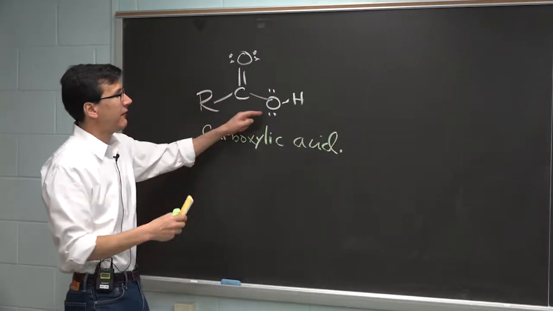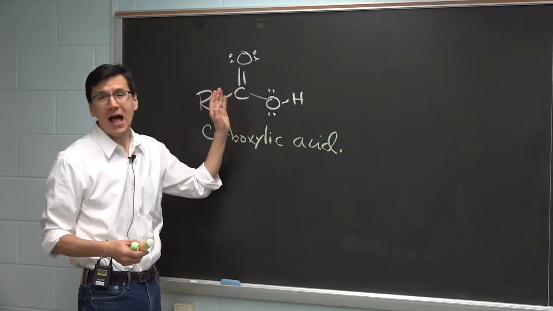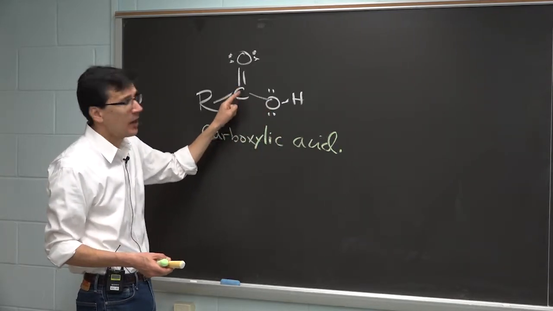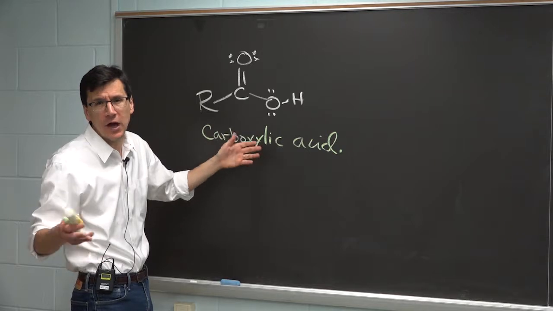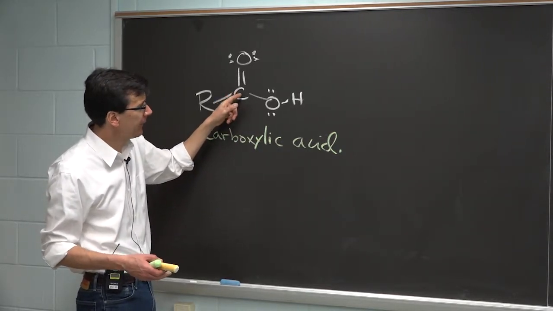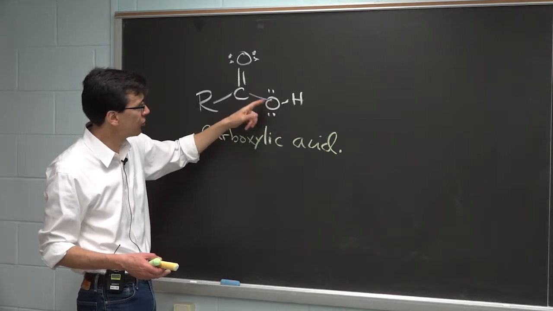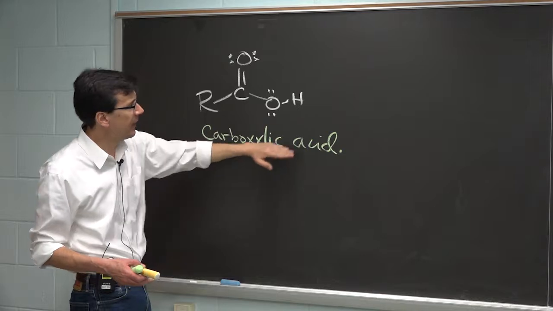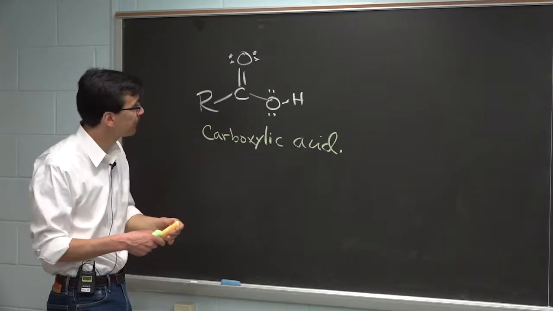Notice it does have an OH group, but it's not an alcohol because the OH group is attached not just to a regular carbon, an sp3 hybridized carbon, say, but to a carbonyl carbon. So this special case of having an OH group attached to a carbonyl group and then an R group on this side, this is called the carboxylic acid.